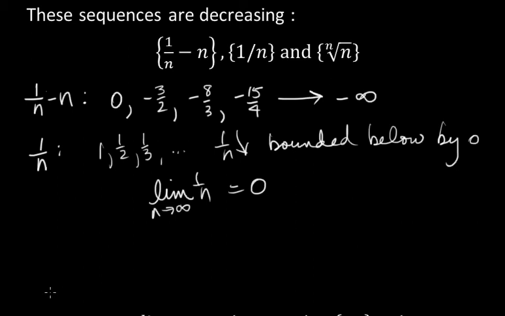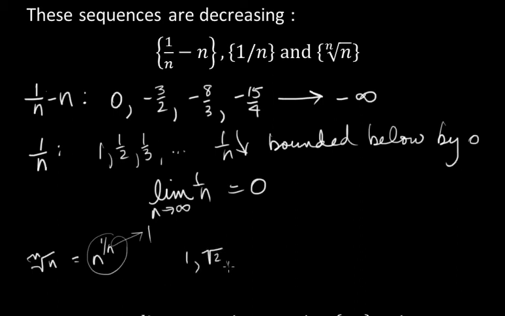One more that is bounded, let's look at the nth root of n. We know this is n to the 1 over n, and I proved in a previous video that the limit is 1. But let's look.